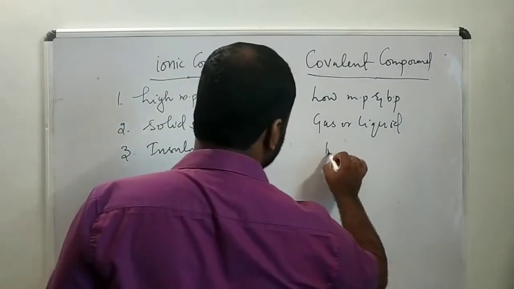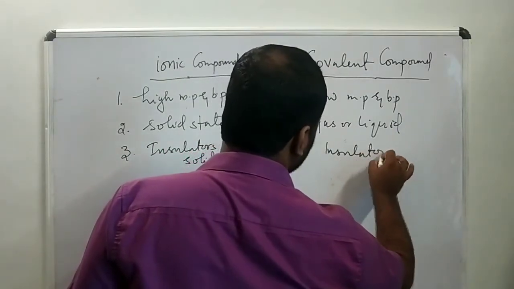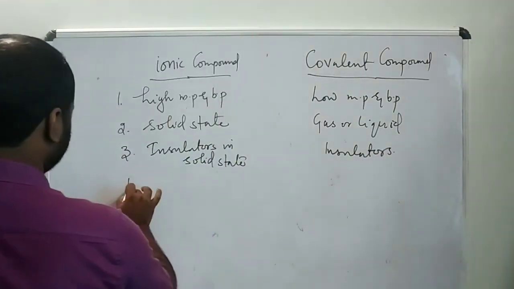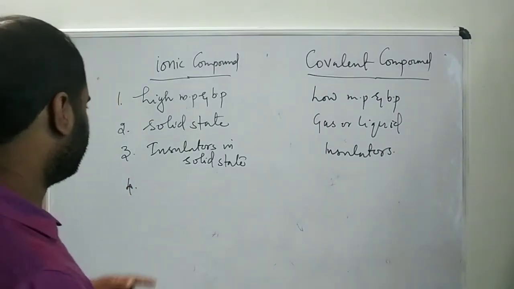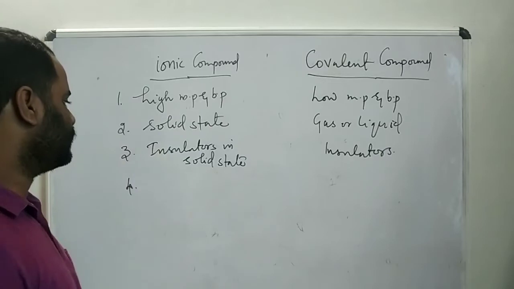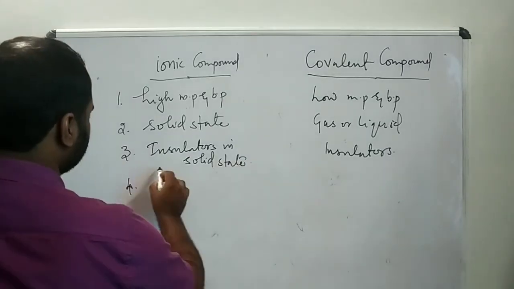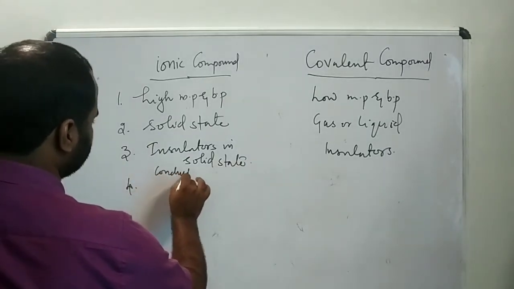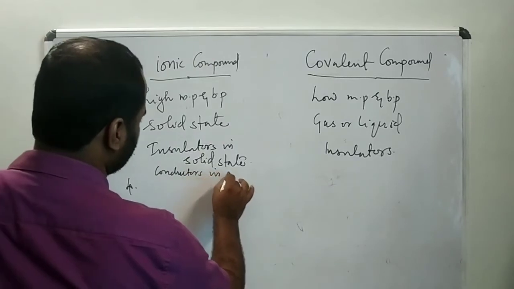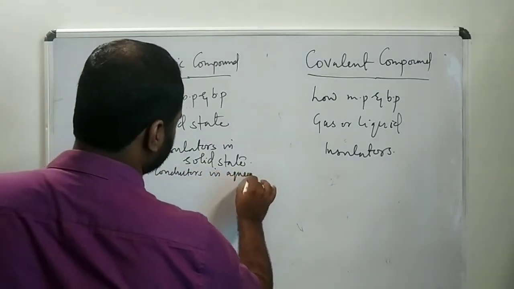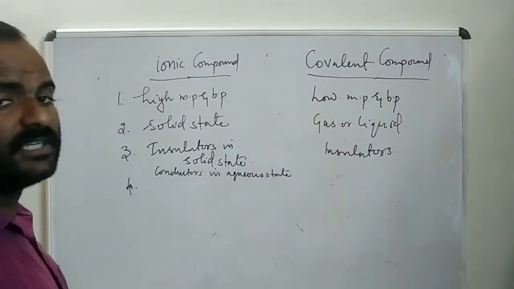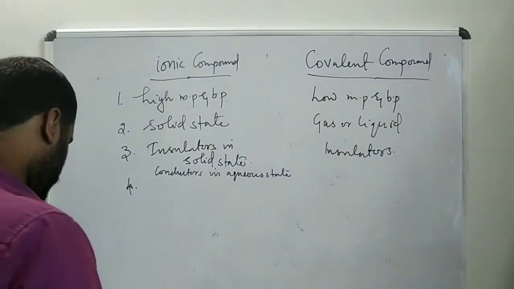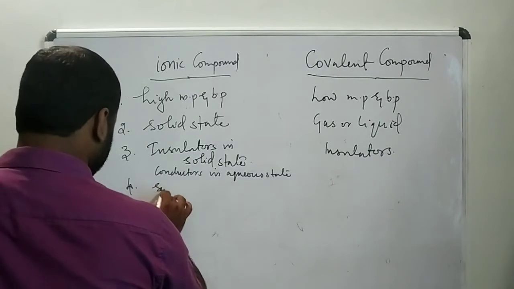They are insulators in all forms. They do not conduct electricity in aqueous or fused form. They are always insulators. Ionic compounds are insulators in solid state, but conductors in aqueous or molten state. And the fourth difference is solubility in polar solvents.